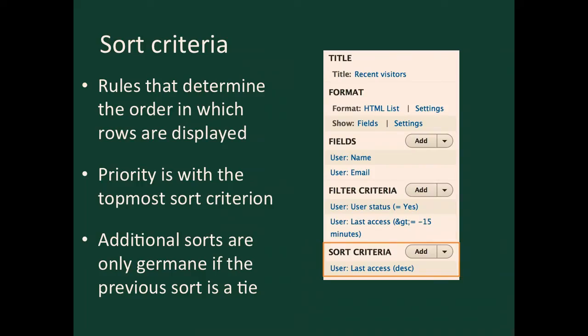The sort criteria, again, those are the rules for determining what goes first in a listing, or the order. And the priority goes top down in the listing of sort criteria, so the date of last access in this case. And each sort is only pertinent if the previous sort is a tie. So if everybody has different last access dates, it doesn't matter what the second sort criteria is. It's only used in case two people had the exact same time of last access.